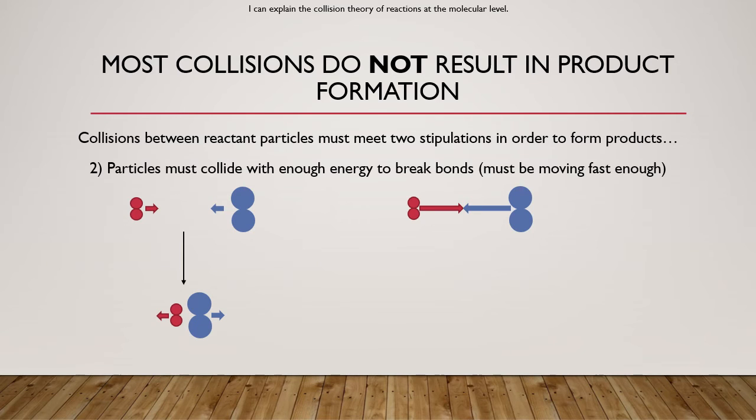But if you're going fast enough, now we can break these bonds. So these bonds that exist between the hydrogen atoms and the iodine atoms, those can get broken, and now we have products formed based on the energy of that collision. Okay, so we've seen two different stipulations here that have to be met.